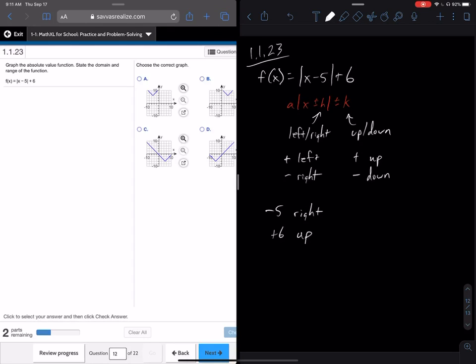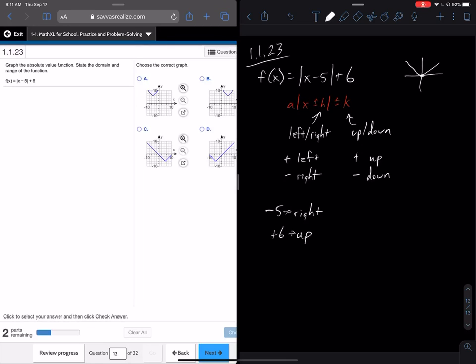So I'm going to look at my options A, B, C, and D, and determine which one went right and which one went up. Let's put little arrows here. This is up and right from the vertex. We're starting at our original parent function, an absolute value where the vertex is at the origin. So from that origin, which one went up and which one went right?